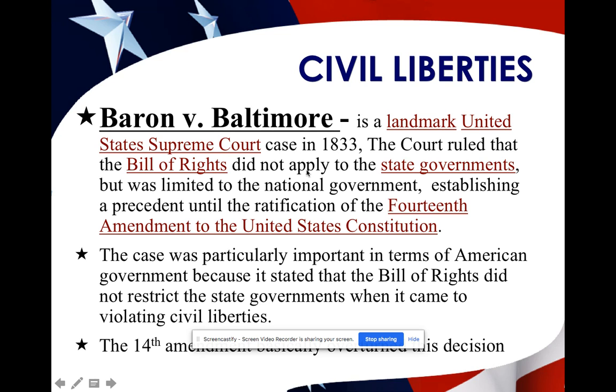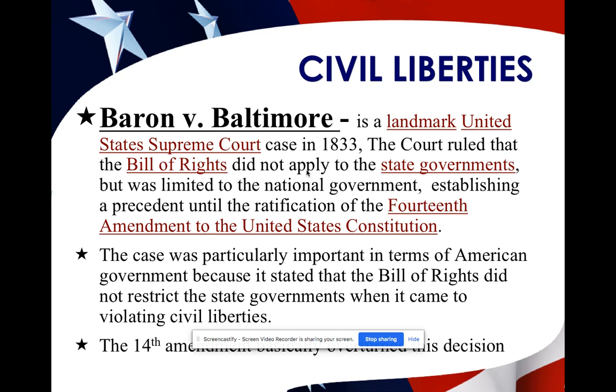We talked about how the civil liberties really did not apply to state issues or state governments for the first 100 years of our history, basically. This Supreme Court case, Barron versus Baltimore, okay, the city government of Baltimore was taking away or harming some of Barron's property. So he believed his Fifth Amendment rights were being stepped on. So he brought it to the Supreme Court in 1833. And the court ruled that the Bill of Rights did not apply to state governments. That was only to the national government.